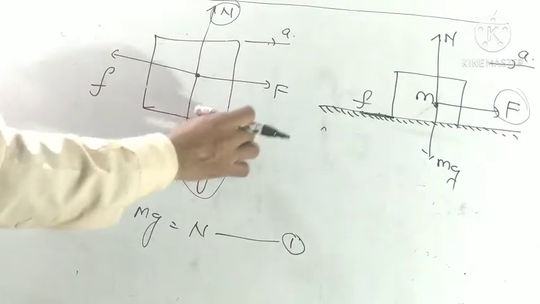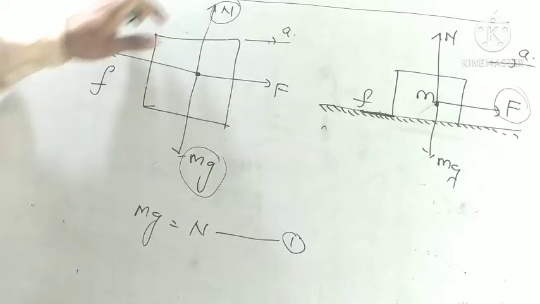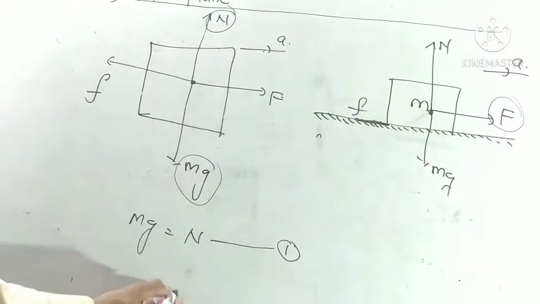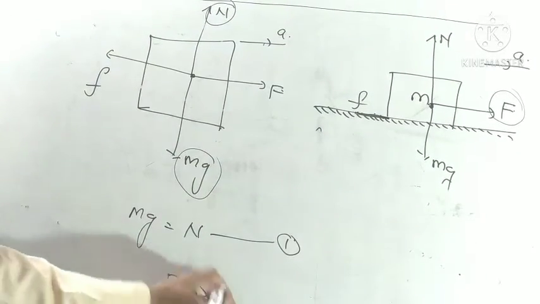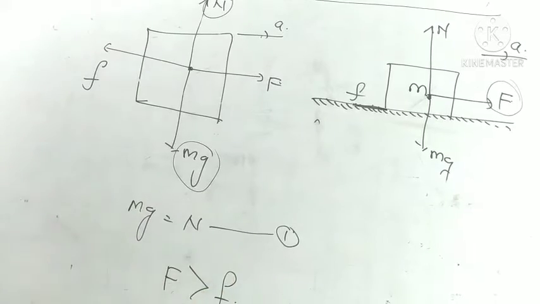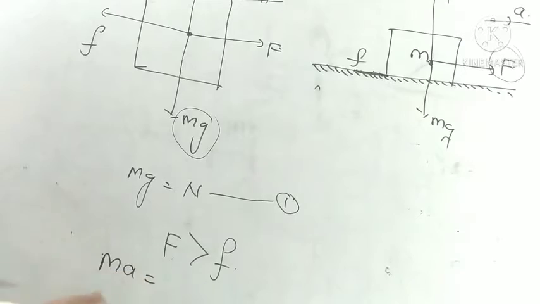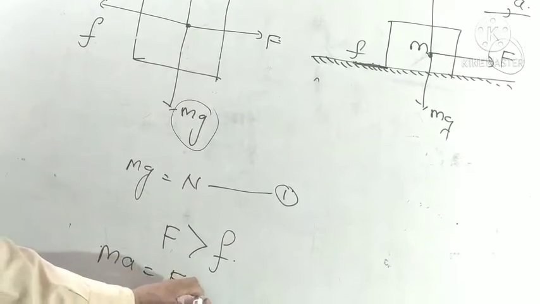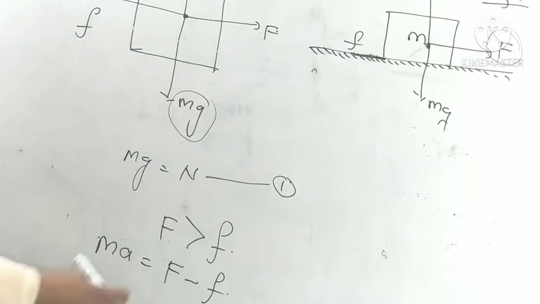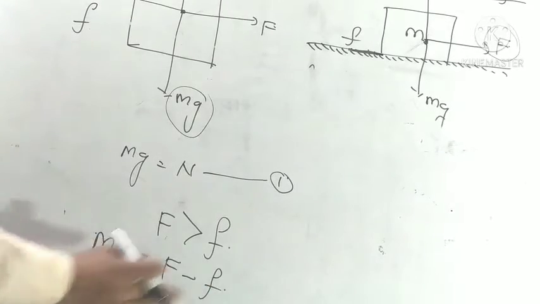And here this body moves right with acceleration a. So now the applied force must be greater than the frictional force. The net force working on this body, ma, is equal to F minus f, I mean applied force minus frictional force.